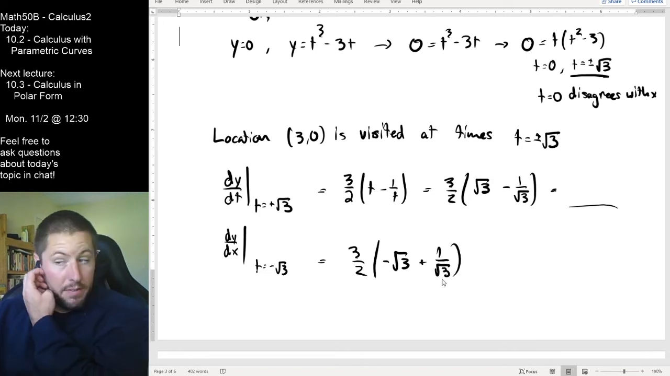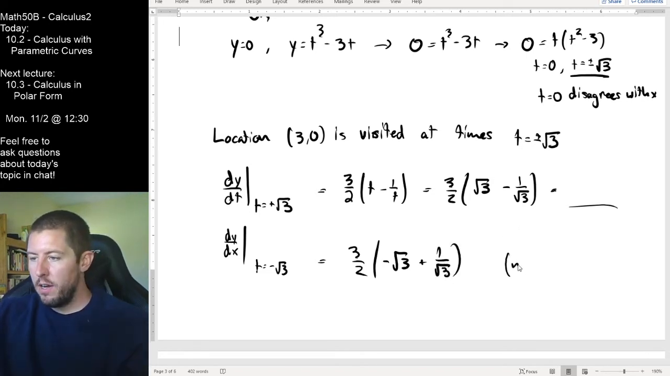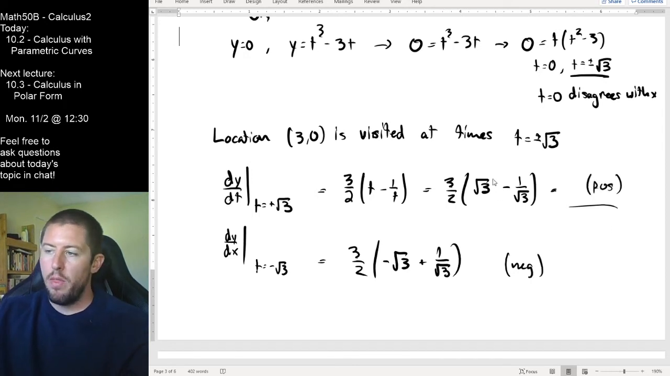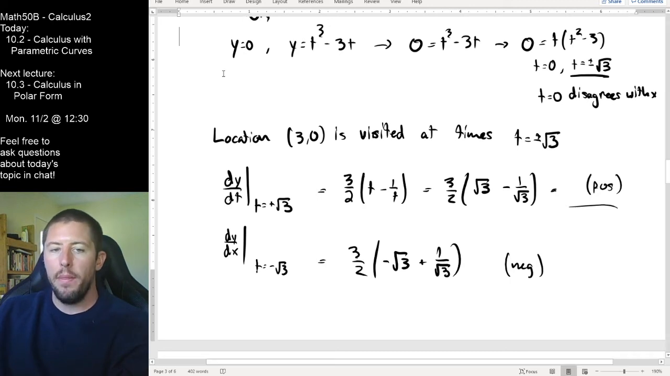And so we're going to get a bit of a different result. You should notice that this one right here is our negative slope and that this one right here is our positive slope. I know that because root 3 has to be bigger than 1 over root 3. Here, this negative is going to be bigger than this positive, so the negative overtakes this guy. So it looks like we did find two slopes at one location.